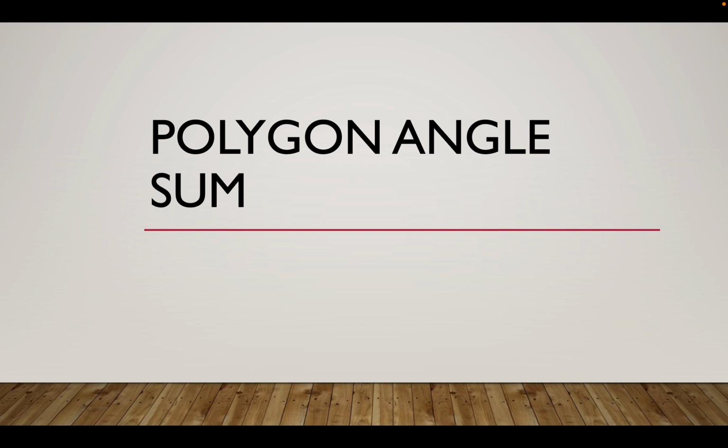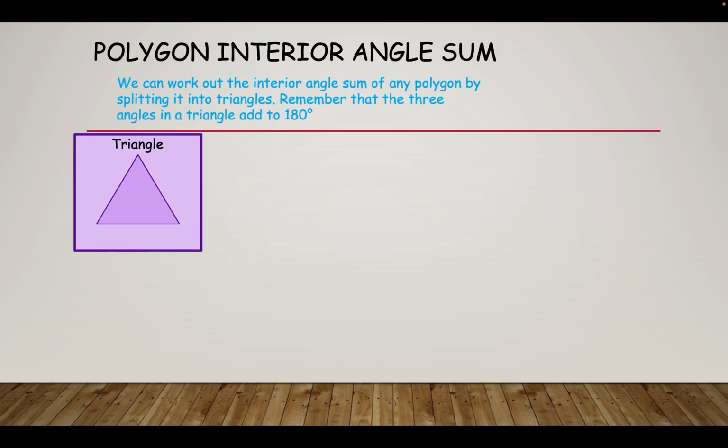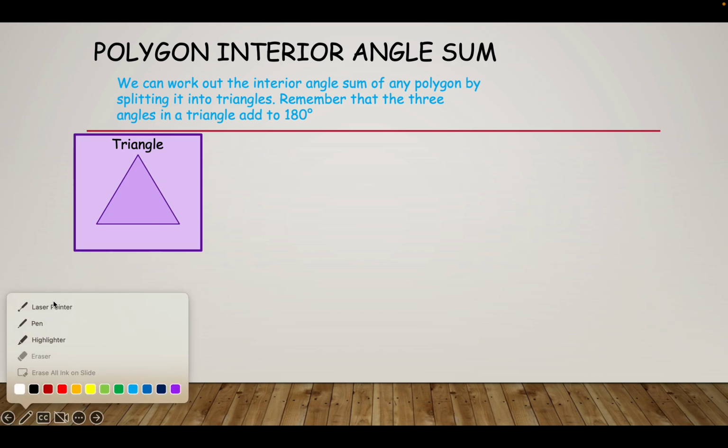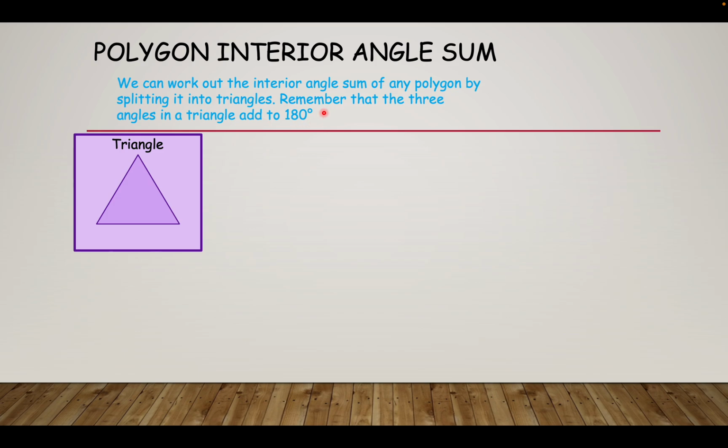To talk about the polygon angle sum. Polygon interior angle sum. We can work out the interior angle sum of any polygon by splitting it into triangles. Remember that the three angles in a triangle are going to add to 180 degrees. So if we have a triangle, its interior angles, the three angles inside, add up to 180 degrees.